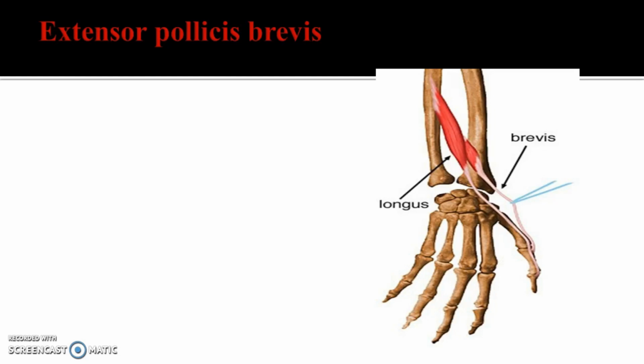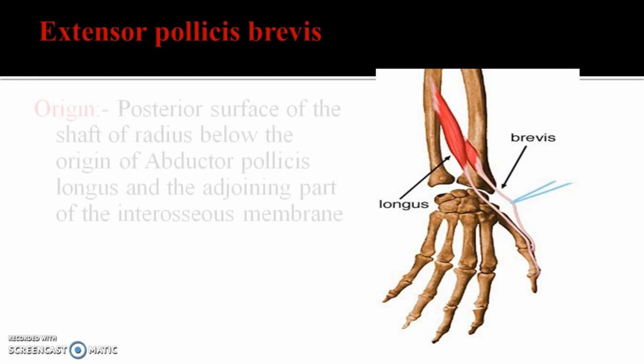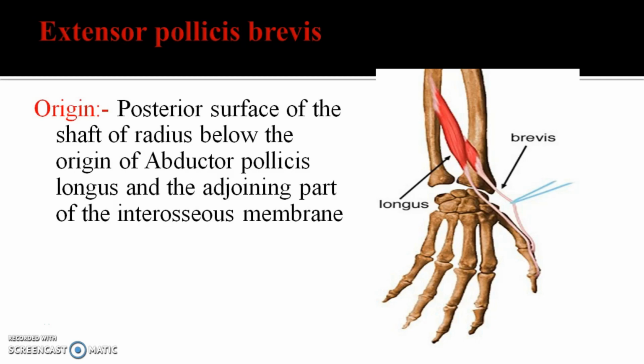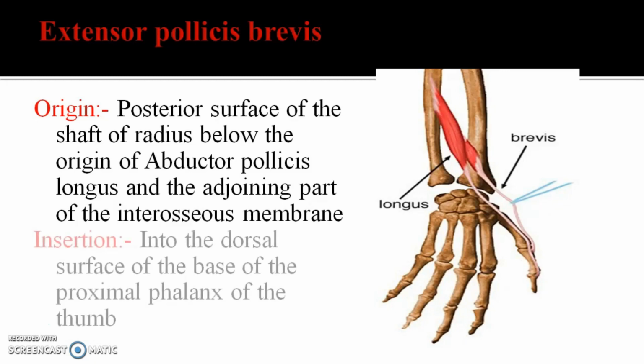First muscle we are going to see is extensor pollicis brevis, extension of pollicis finger, and it is smaller in size, so we are giving a name called brevis. Origin of this muscle is from posterior surface of the shaft of radius below the origin of abductor pollicis longus and also from interosseous membrane. Just now we have seen origin of abductor pollicis longus from the posterior aspect of radius. Just below that we will be having some area of the radius left over. So that is giving origin for this particular muscle along with the adjoining interosseous membrane.